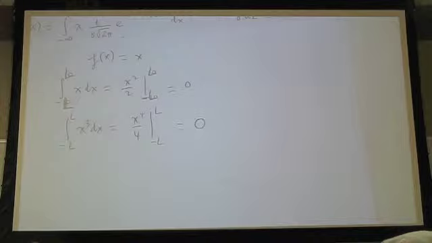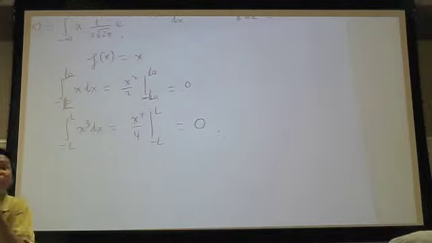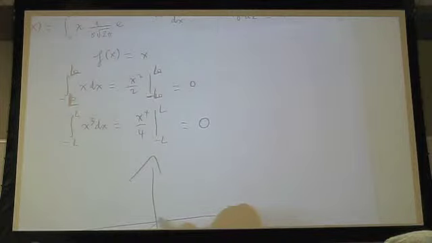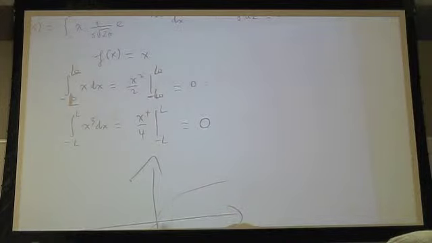Listen carefully right here. I am not claiming that integrating an odd function gives you 0 all the time. No. An odd function over a symmetric interval is always 0. Another way to see it is this. An odd function is what? It means that whatever you have down here, you have it exactly up here. Correct? Reflection, it's symmetric over the origin. Correct?